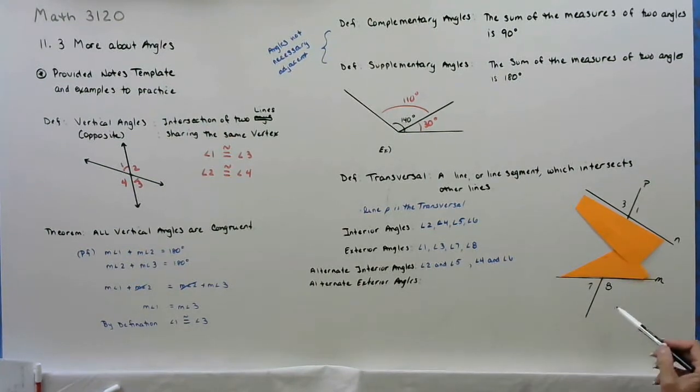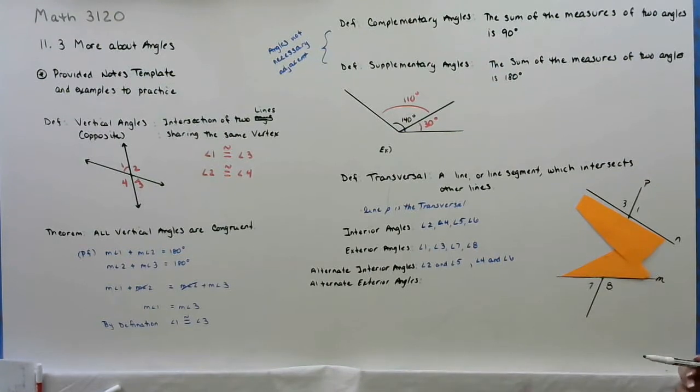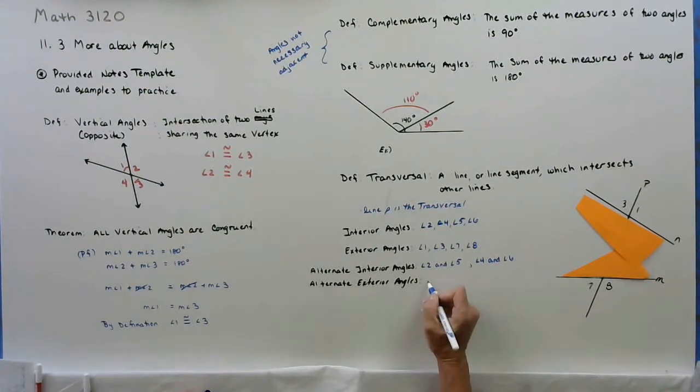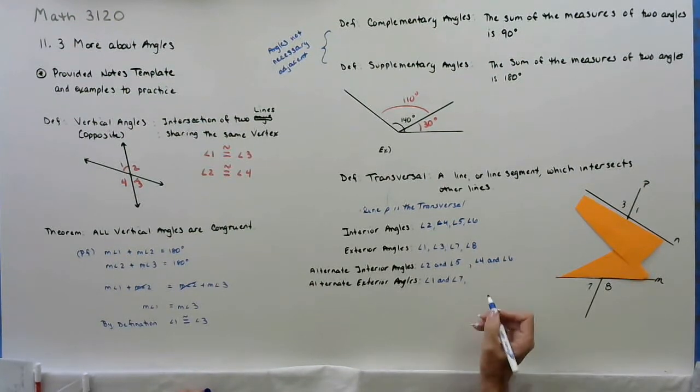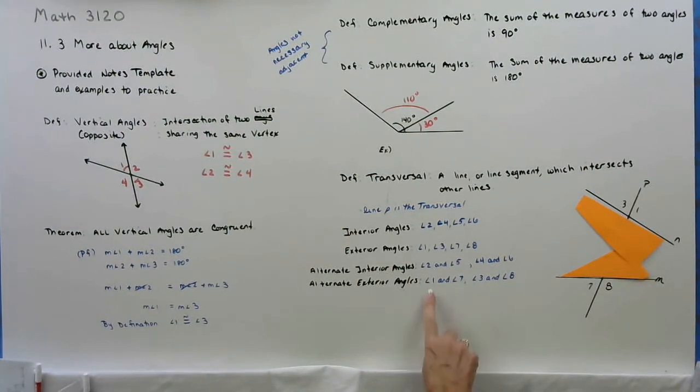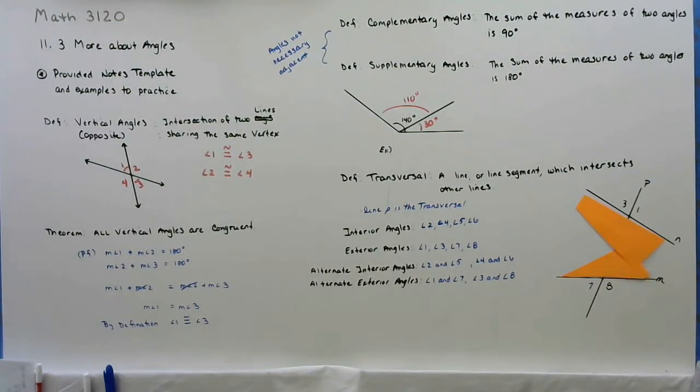So they're exterior, so they're on the far outside of our two lines that are cut by the transversal. But now I want alternate. So angle 1 is on the same side as 8. So angle 1 and angle 7 are on alternate exterior sides. And then angle 3 and angle 8. And it's just common practice to always put the small before the large. So we're just putting the smaller number before the larger number.